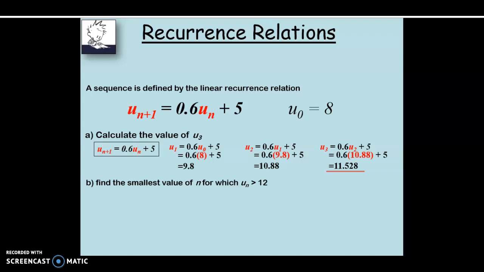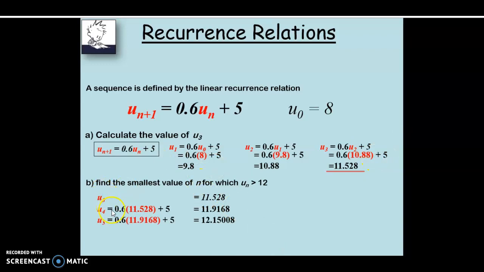Another part of this question is we want to find the smallest value of n for which u of n is greater than 12. Now there's no shortcuts to this. We've got to use our recurrence relation here, and we'll just continue on. So we've already worked out u3, which is 11.528. So let's work out u4.